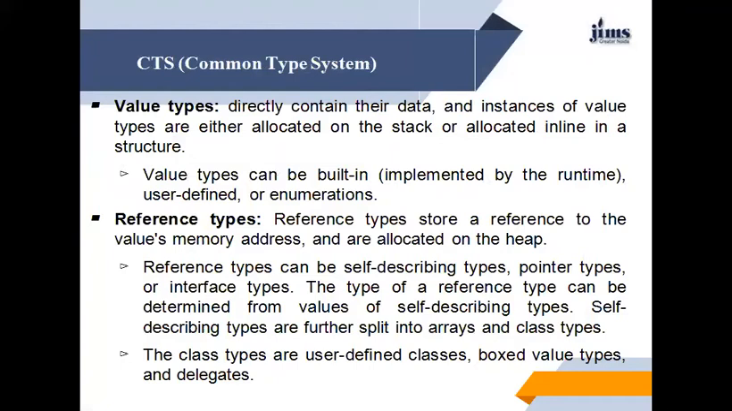Reference types can be self-describing types, pointer types, or interface types. The type of a reference type can be determined from values of self-describing types. Self-describing types are further split into arrays and class types. The class types are user-defined classes, boxed value types, and delegates.